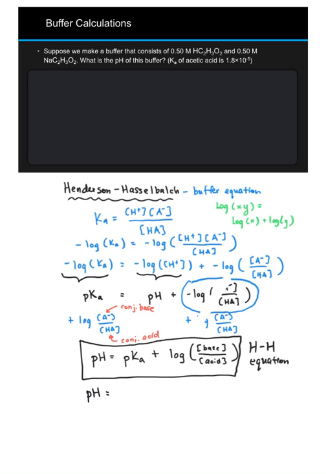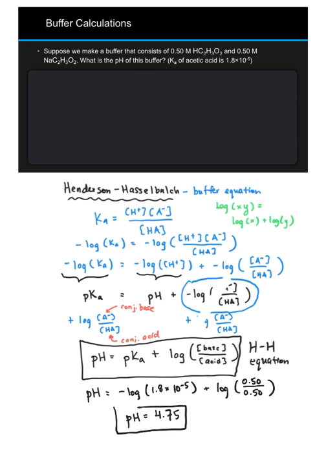According to the Henderson-Hasselbalch equation, the pH of our acetic acid acetate buffer is the negative log of 1.8 times 10 to the minus 5 plus the log of the concentration of our base component, that's 0.5 molar sodium acetate, divided by our acid component, that's 0.5 molar acetic acid. If we carry through this calculation, what we'll find is that, sure enough, the pH of this buffer is 4.75.